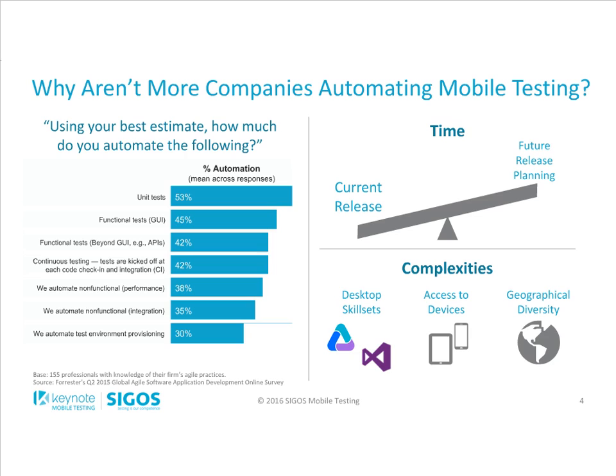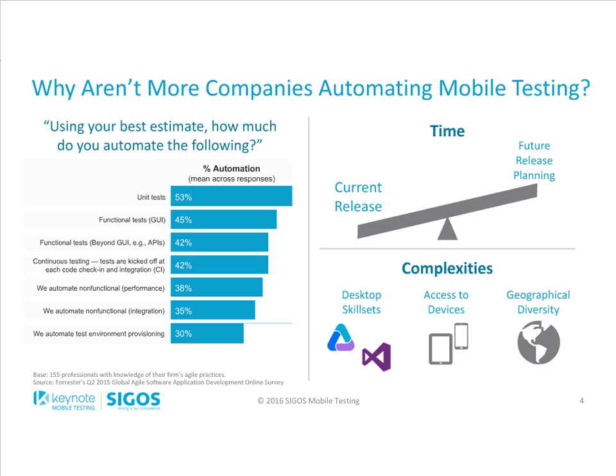So why aren't more companies automating mobile testing? There was a percentage of you that weren't doing any automation, or you weren't sure, or again, that low percentage. This infographic here shows a survey that was performed in 2015 that shows what percentage of different test functions are actually being automated. The unit tests, approximately 53%, some functional testing, all the way down to test environment provisioning. So some of these things don't seem to lend themselves to automation, but we'll show you how they actually can be automated.